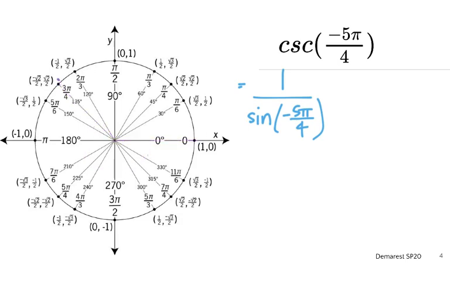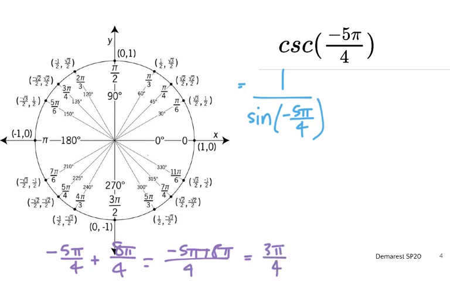The other way I can do it is, again, finding that coterminal angle. So I can do negative 5 pi over 4 plus 2 pi. But again, we need a common denominator, so I'm going to rewrite 2 pi as 8 pi over 4, right? Negative 5 pi plus 8 pi over 4 is going to be 3 pi over 4. Okay, so regardless of whichever way you figure it out, you should have figured out that this is the same now as 1 over sine of 3 pi over 4.